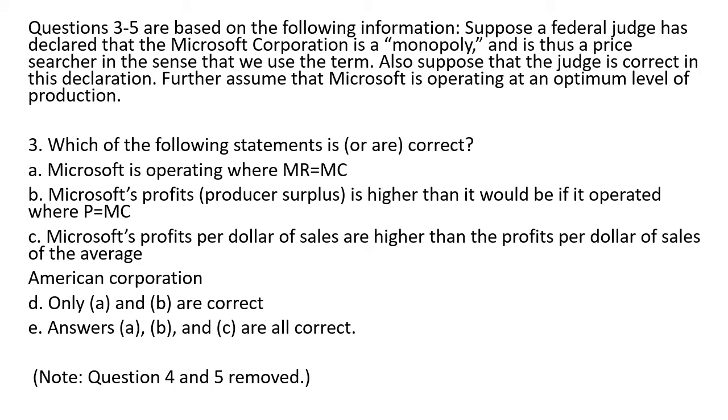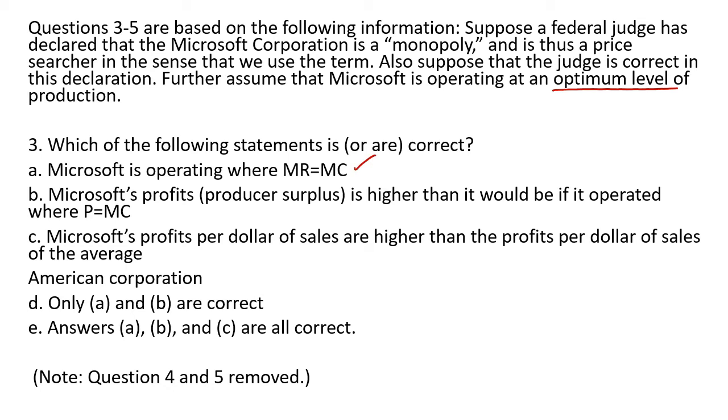So, our scenario. Suppose a federal judge has declared that Microsoft is a monopoly, and thus a price searcher in the sense that we use the term in class. We're also going to suppose that the judge is correct in this declaration, that Microsoft is indeed a monopoly. Further assume that Microsoft is operating at an optimum level of production. So which of the following must be true? A, Microsoft is operating where marginal revenue equals marginal cost. Well, if they are producing at the optimum level of production, that has to be the case.